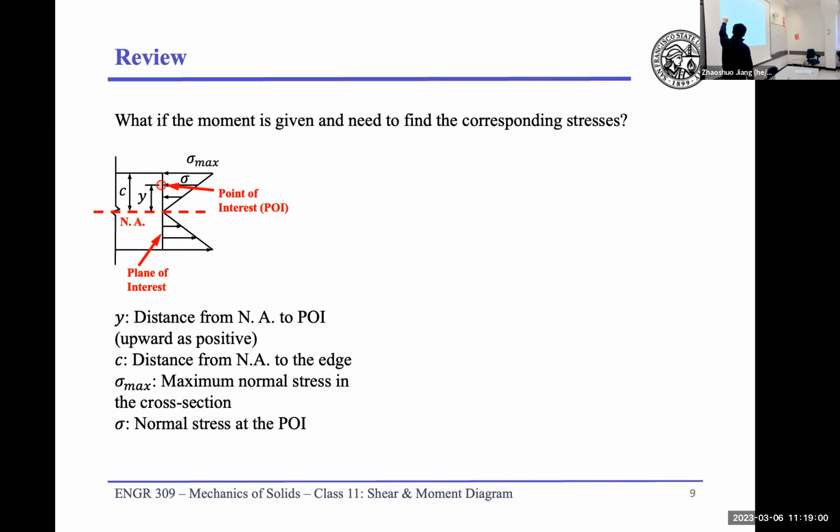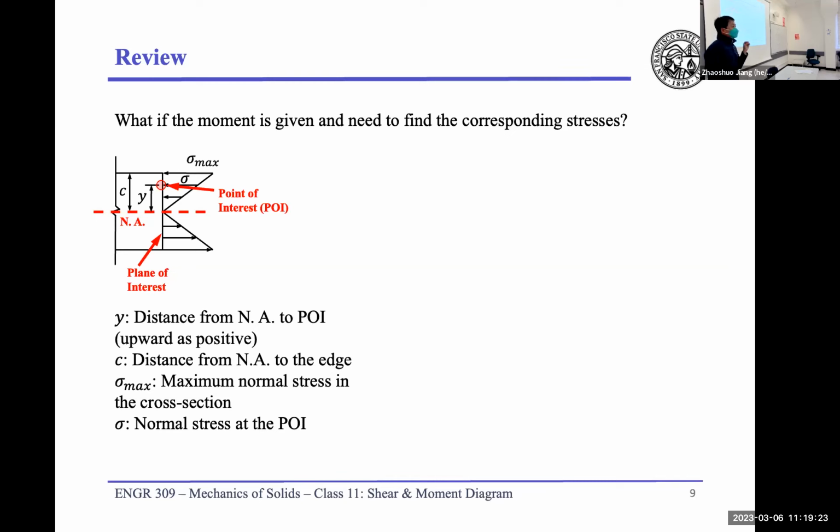Starting from the neutral axis, we have this point of interest, meaning what if I would like to calculate the stress at this point, right? This point can be anywhere, okay? And for the point, the distance between the neutral axis and the point of interest is our y. Right, this is the first variable I'd like to introduce.